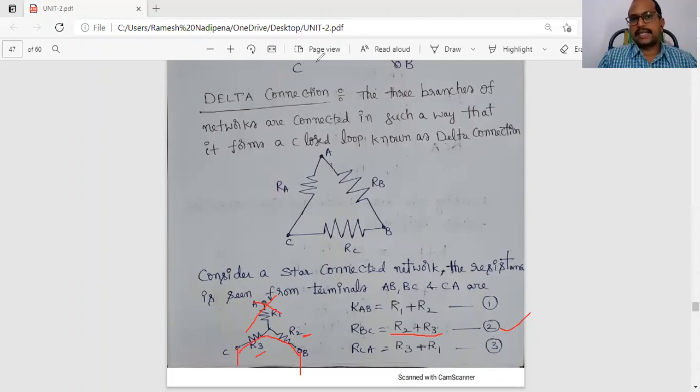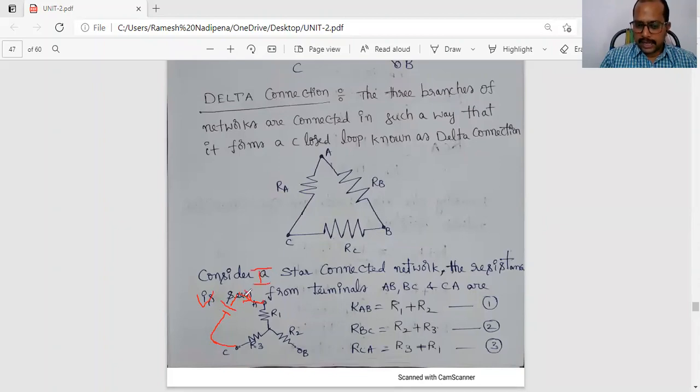Next, consider RCA. That means this is the C terminal, this is the A terminal. It's simple. If you have any doubt, you can ask me. Simply connect one battery across the A and C terminals. This is the voltage source V. Now the battery delivers current I.